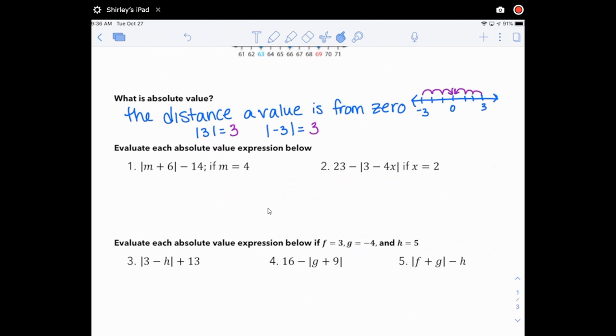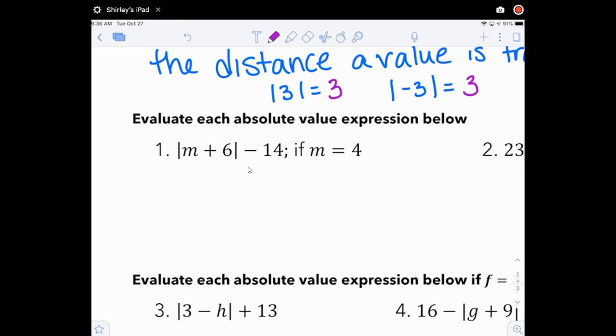What we want to be familiar with today is just practicing evaluating with absolute value and remembering those orders of operation, because whenever you come back into the building tomorrow, we're going to get into solving equations that have absolute value bars in them. So 1 and 2, I have the absolute value of m plus 6 minus 14 if m is equal to 4. So the first step is to take that 4 and plug it in. So whenever we're evaluating, we want to be very careful to show each step. Step number 1 is to always just replace the variable with the value. And then we're just going to go through the orders of operation.